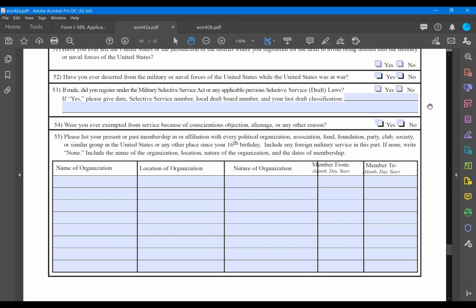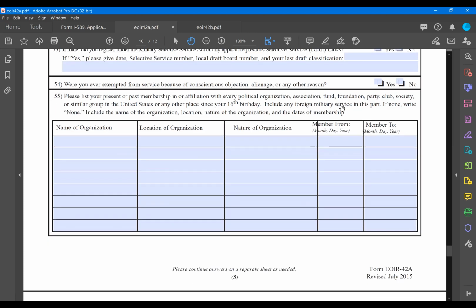Some people may have registered. If so, you can look it up online. If they have any of their information, you can look up their draft number. Now, for men between the ages of 18 and 26 now, if they have not registered, we can help them get registered so that they can mark yes and show kind of better character. So if you notice that your applicant is between 18 and 26 and they're saying they never registered, let an attorney know and we can help them go ahead and get registered for the draft so that we can mark yes on that.